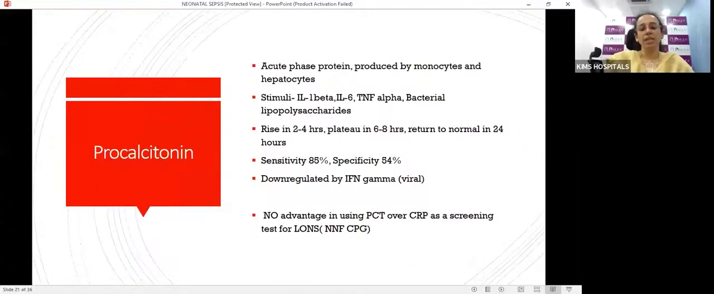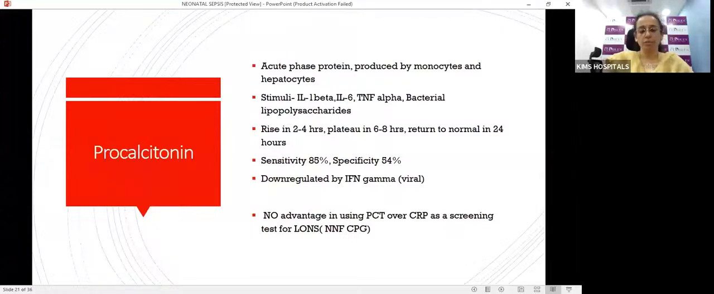The next one, which is recently practiced more often, is procalcitonin. So this is being tested very much in neonates in the NICU recently. This is also an acute phase protein which is produced by monocytes and hepatocytes. The stimulus for production of procalcitonin is IL-1 beta, IL-6 and TNF-alpha, and bacterial lipopolysaccharides directly. Procalcitonin rises relatively fast after onset of infection, that is 2 to 4 hours, plateaus in 6 to 8 hours and returns to normal in 24 hours.